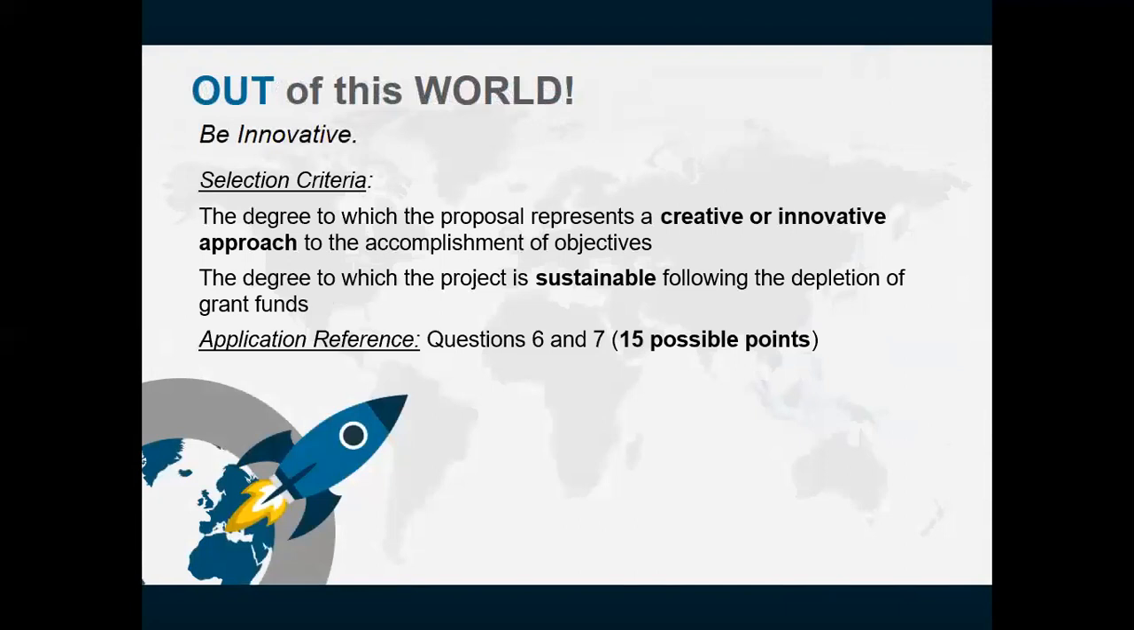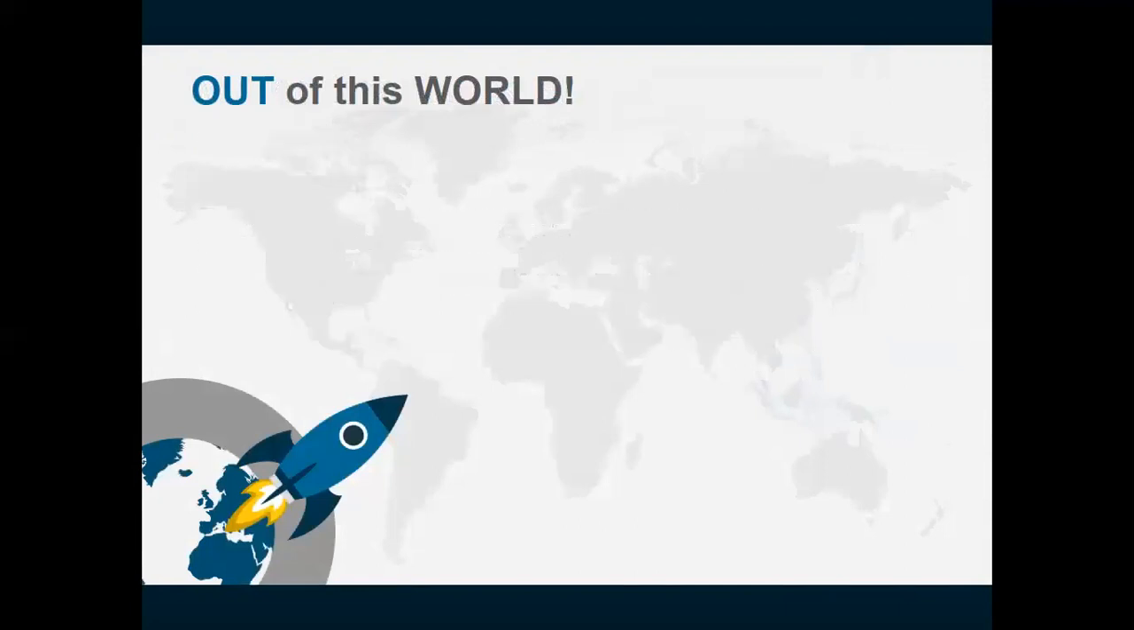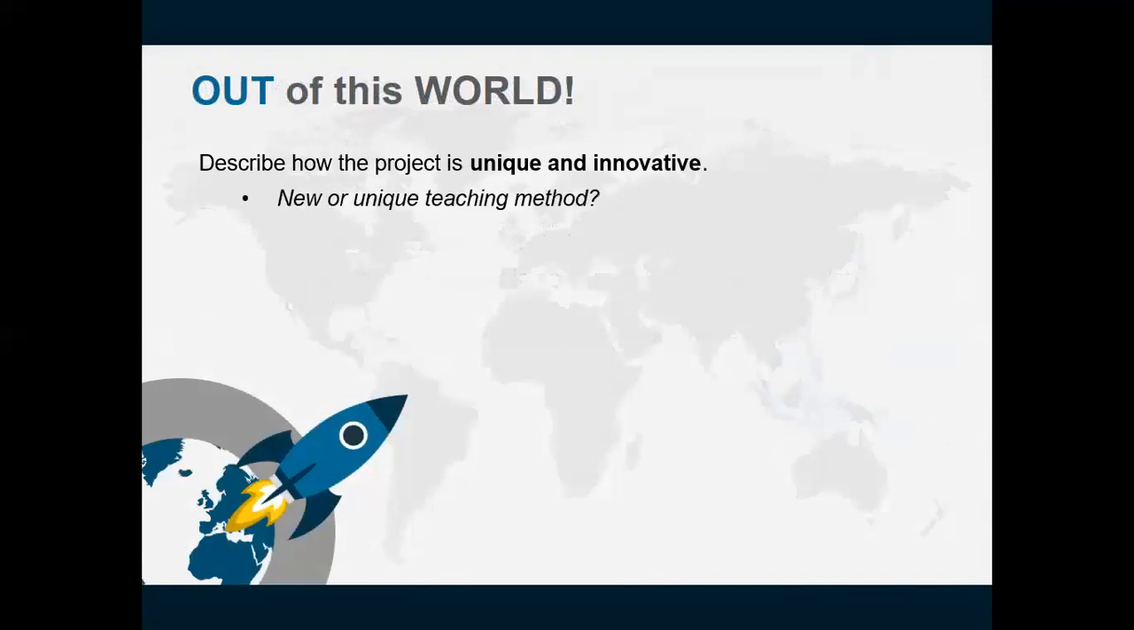This particular part of the grant application relates to questions 6 and 7, 15 possible points. And this is really where you're going to be describing how your project is unique and innovative. You want to ask yourself these questions and then be able to answer them. Is this a new or a unique teaching method that you're using? Maybe this is an innovative approach to engaging students, and if so, how is it unique?